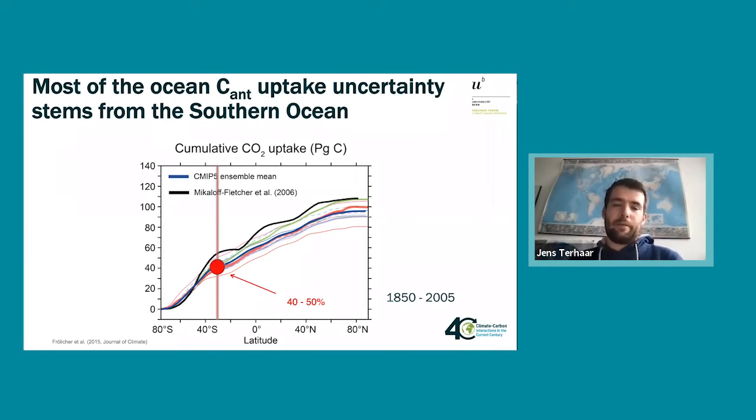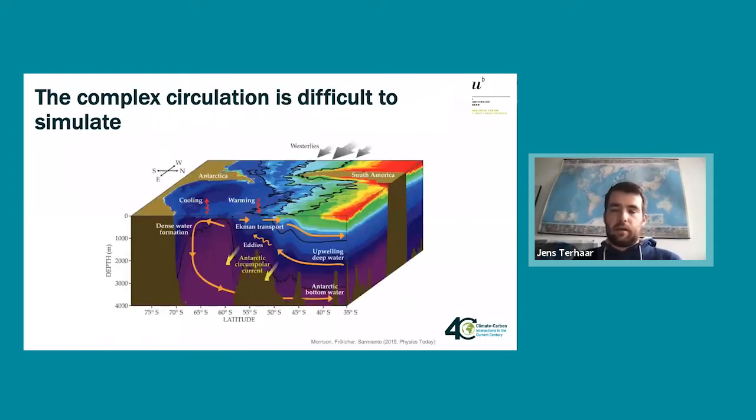We're trying to look at the problem. So why do we have these uncertainties in the Southern Ocean? If you just look at a schematic picture of the Southern Ocean circulation, you already see that it's kind of complicated.